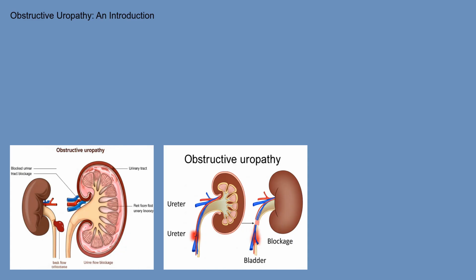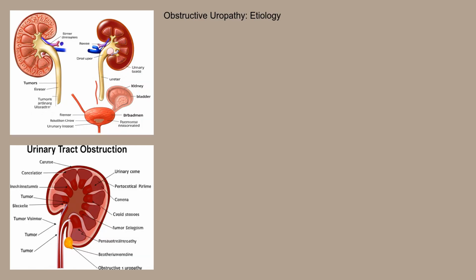Hello and welcome. Today we're diving into the urinary system and exploring a condition called obstructive uropathy. This is a broad term describing any blockage that interferes with the normal flow of urine, potentially causing significant damage to the kidneys and urinary tract. So, what causes these blockages?